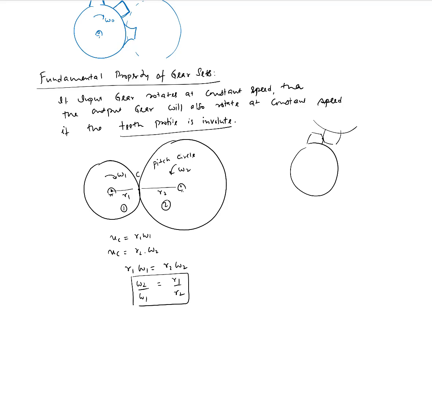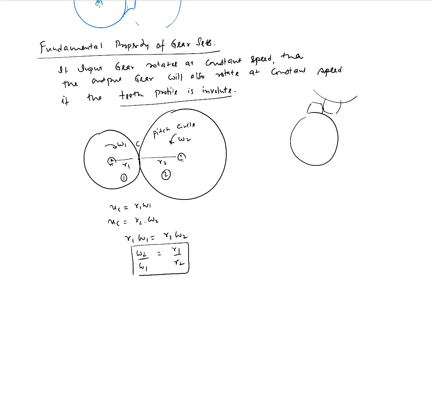The only difference is that the direction of rotation would be different for gears. For the pulleys it would be the same. So in this case, if r1 is less than r2, which seems to be the case for this particular picture, then omega 2 would be less than omega 1, which means the larger gear would be rotating at slower speed.